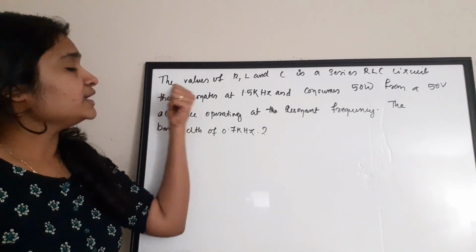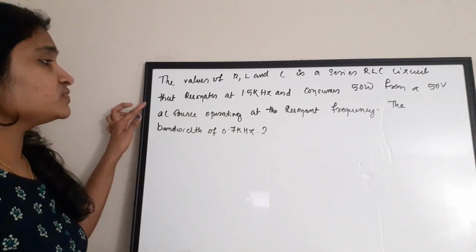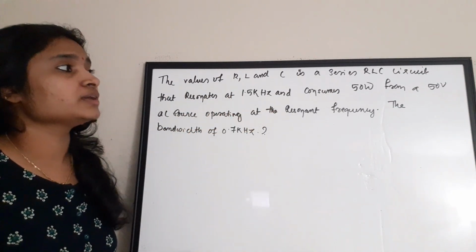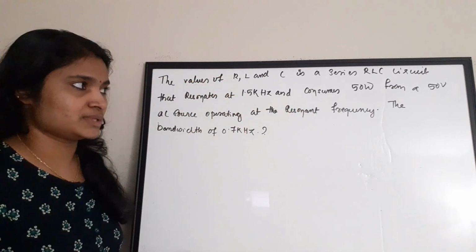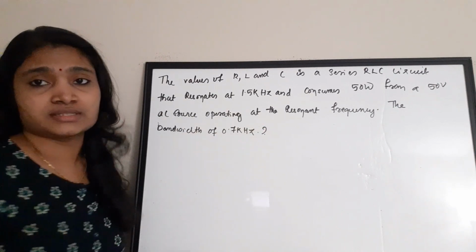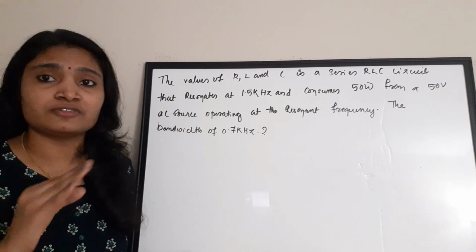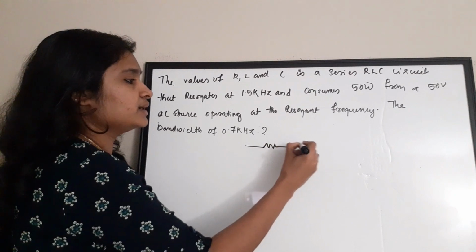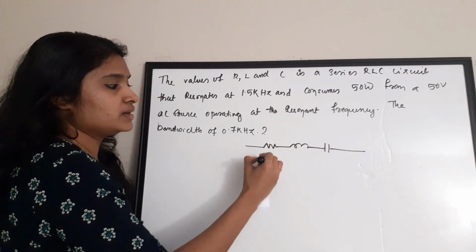Okay. The value of R, L and C in a series RLC circuit that resonates at 1.5 kHz and consumes 50 watt from a 50 volt AC source operating at the resonance frequency. The bandwidth is 0.7 kHz. So the question is to find the value of R, L and C of a series RLC circuit. So you need to find R, L and C. These three values we need to find.